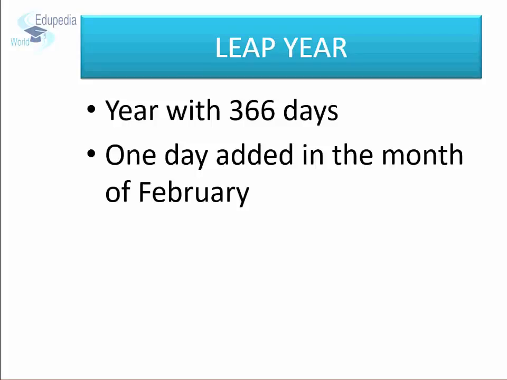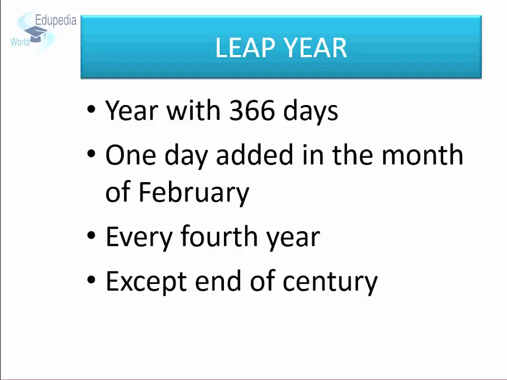In any leap year, the month of February has 29 days instead of 28. The last leap year was 2012. The leap year occurs in every year that can be divided evenly by 4, except the years that mark the end of the century. For example, the year 1500, although divisible by 4, is not a leap year because it marks the end of the century.